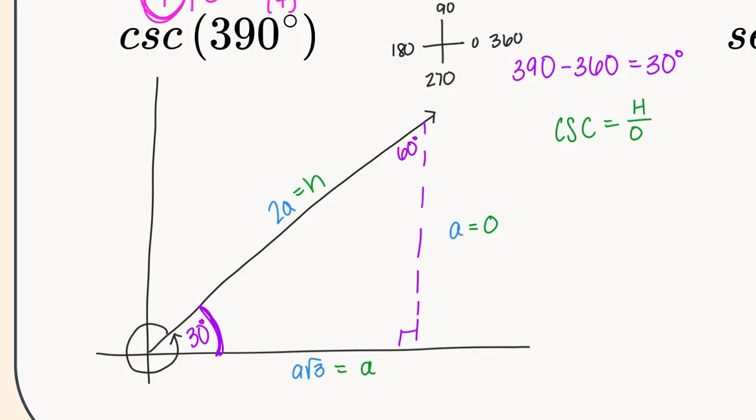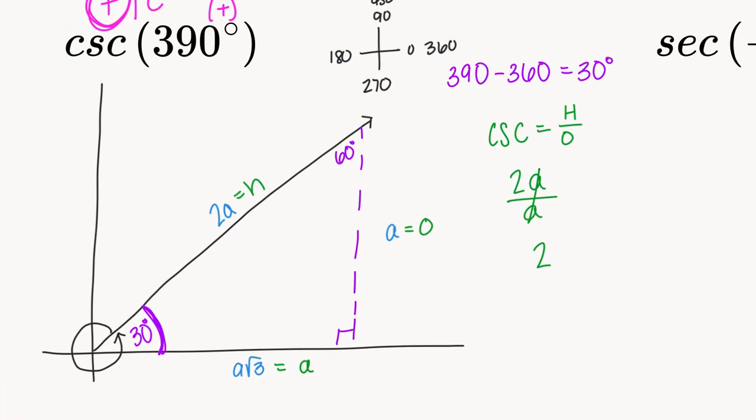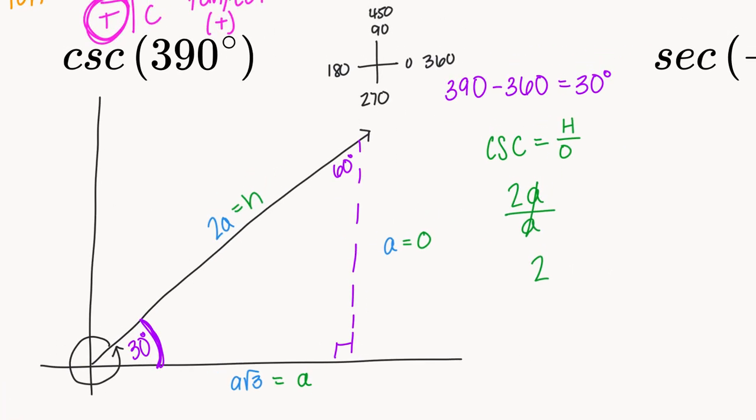So writing it out, I'm going to have 2A over A. My A's simplify, and I'm going to get 2. Now I have to determine, is it going to be positive or negative? If it's in quadrant 1, all of it's positive. So my answer would just be 2.